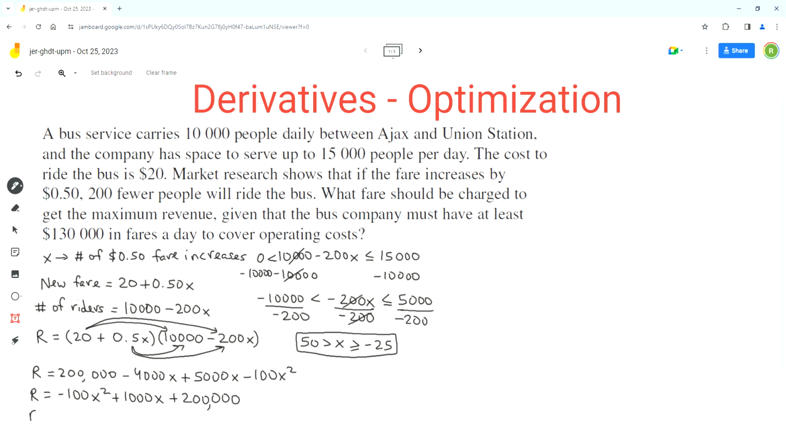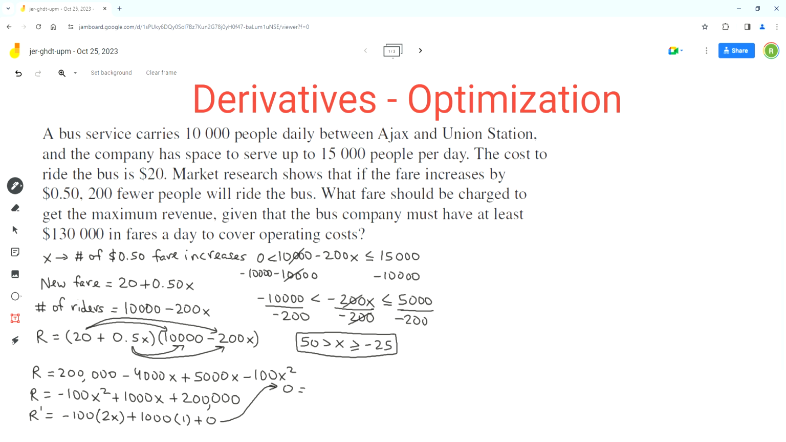So we'll find the derivative. R prime equals, for the first term, we can use the power rule. Negative 100 is the coefficient, and as per the power rule the derivative of x squared is 2x, and then plus the 1000 is the coefficient, so it will stay as it is, and the derivative of x is 1, and then the derivative of 200,000 is 0. So now we can set this derivative equal to 0 and solve for x.